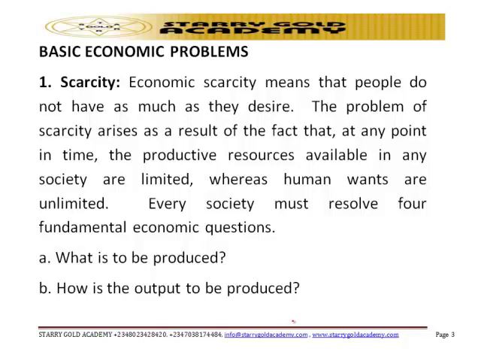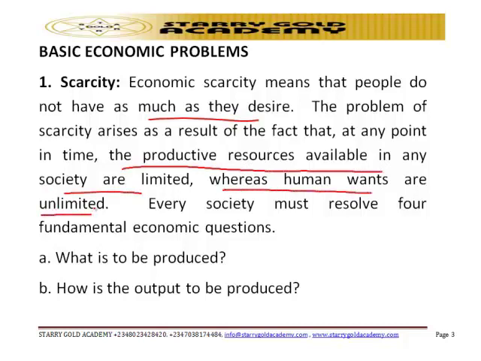So let's look at what scarcity is. Economic scarcity means people do not have as much as they desire. The problem of scarcity arises as a result of the fact that at any point in time, the productive resources available in society are limited, whereas human wants are unlimited.